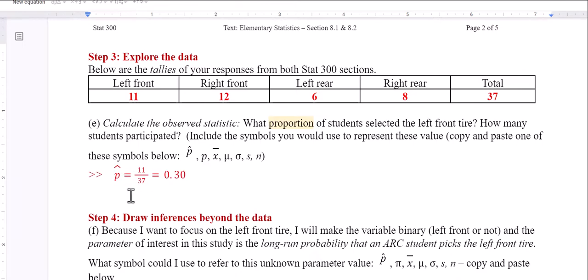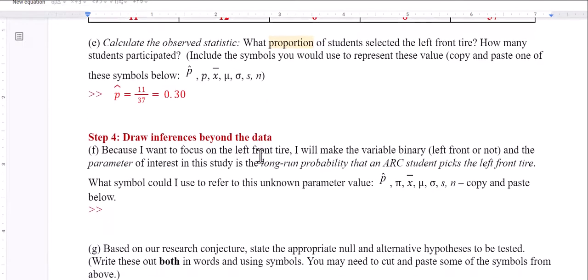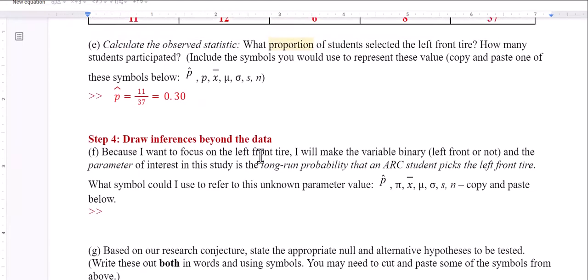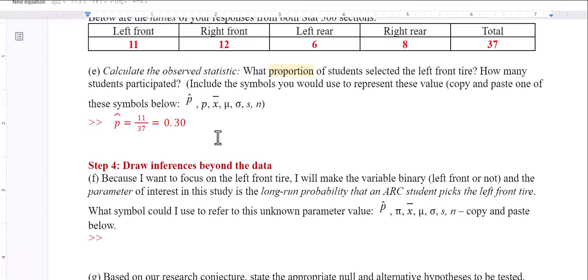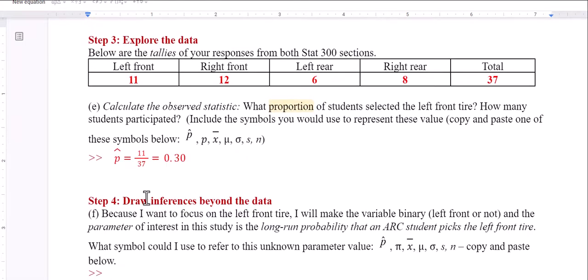So then this becomes our sample statistic. So the 0.30, we don't know the population parameter. In the previous sections, we were using confidence intervals to try to estimate the population parameters. Here, we're just trying to see a test of significance and saying, okay, do people choose the left front tire more often? So now notice that our sample is 0.30.